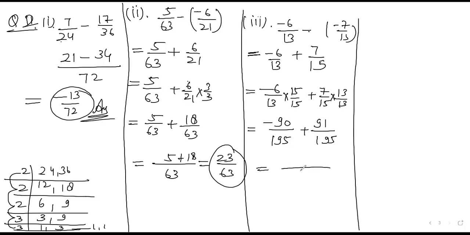Now you know that since the denominators are the same, there is no problem. Minus 90 plus 91, it's more easy. Both are of opposite sign, so they will be subtracted. So 90 will go from 91, and only 1 will be left. So 1 upon 195 is the answer. Okay.